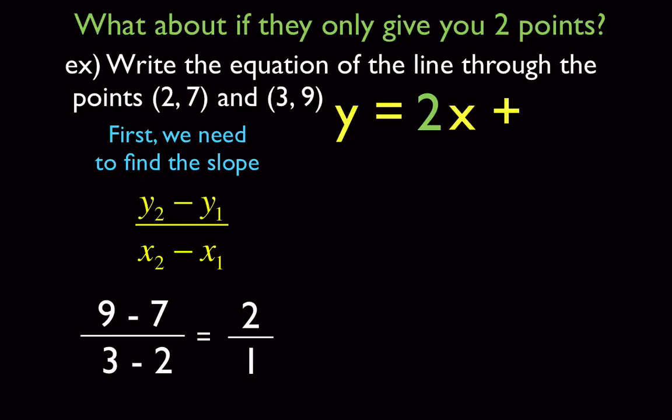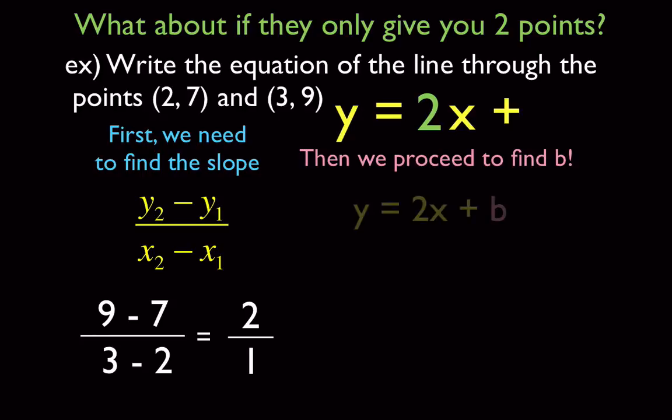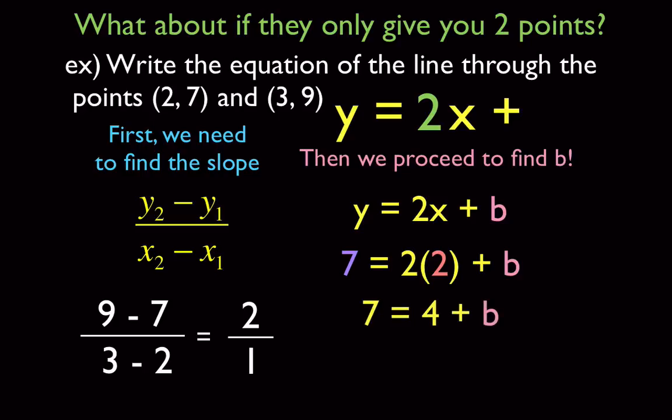One of the questions that comes up is which point do I have to use? Do I use (2, 7) or do I use (3, 9)? It does not matter. You can use whichever one looks easier for you. I'm going to go ahead in this case and use 2 and 7. I think I did that because the numbers were smaller, but it doesn't really matter. Now I'm going to simplify 2 times 2, which gives me 4. Subtract 4 from both sides, which gives me 3. And now the problem is complete. My equation is y equals 2x plus 3.